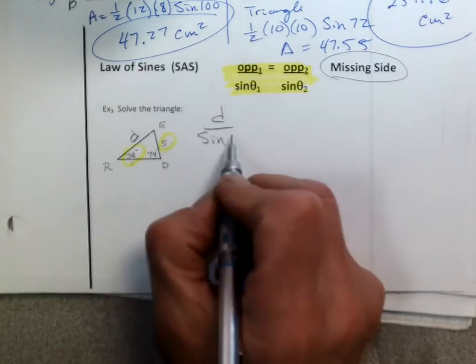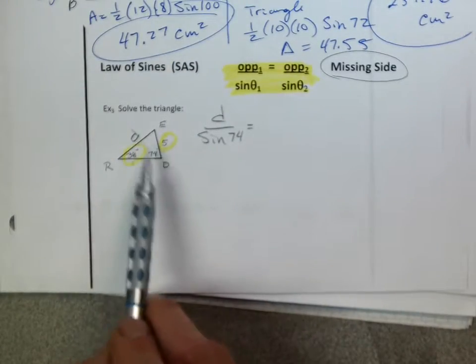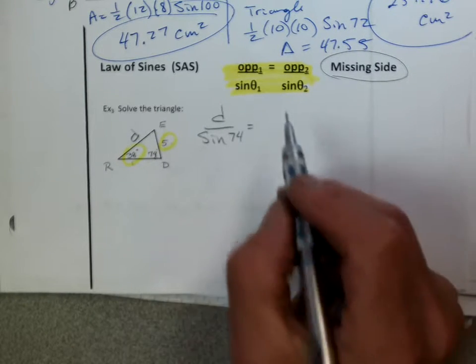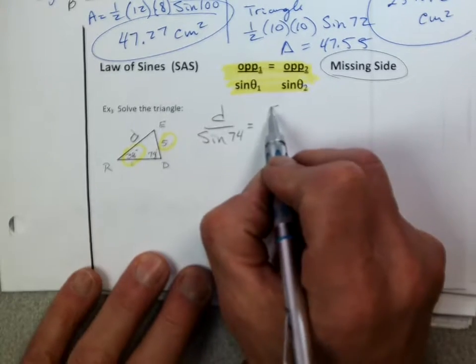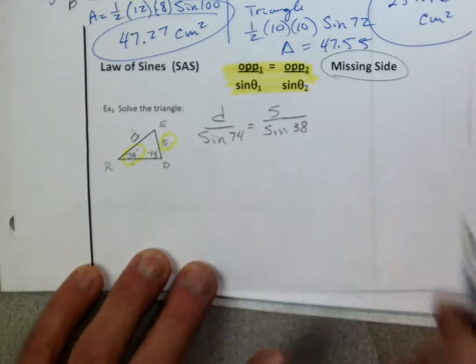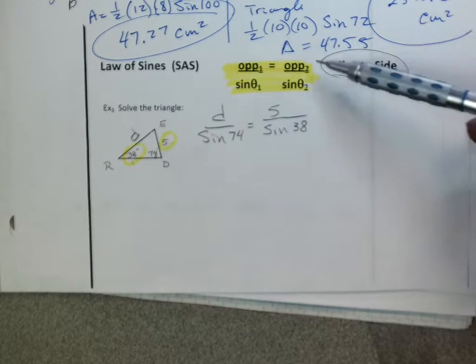Sine is 74. Okay, I'll stop for a moment. So I go little d over the sine of 74. Side over the sine of the angle equals 5 over the sine of 38. Okay? There it is. I've got opposite over sine of its angle, opposite over sine of its angle.